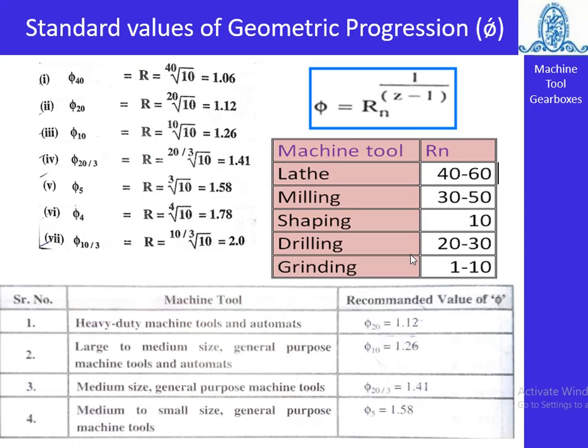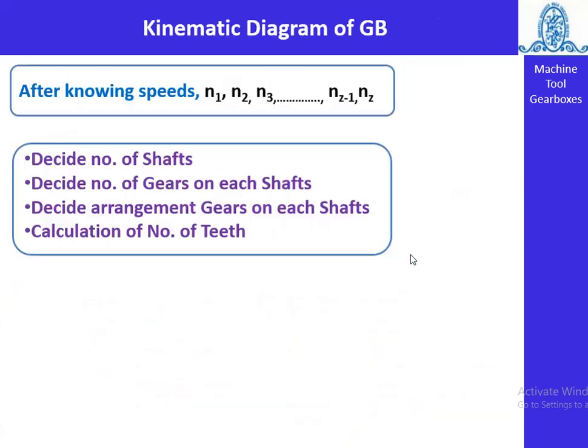So if it is nearer to 1, we can get very narrow spindle speed steps, and if it is nearer to 2, we can get wider spindle speed steps. So we can say which application is suitable, and we can select a phi accordingly. So these are the standard values of geometric progression.